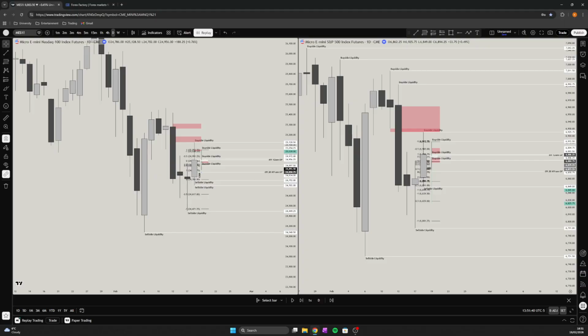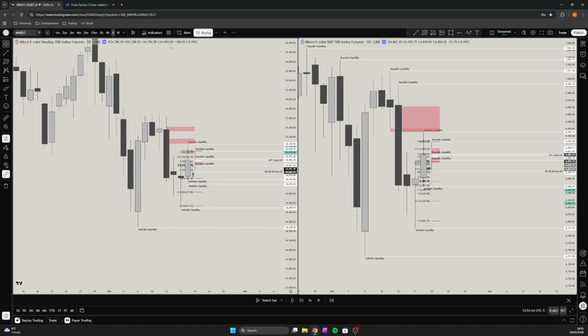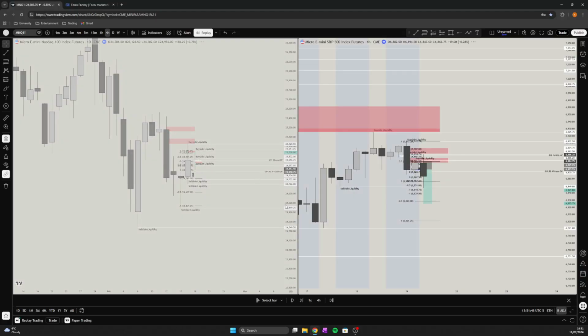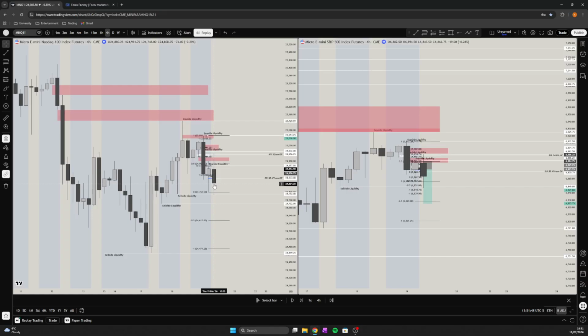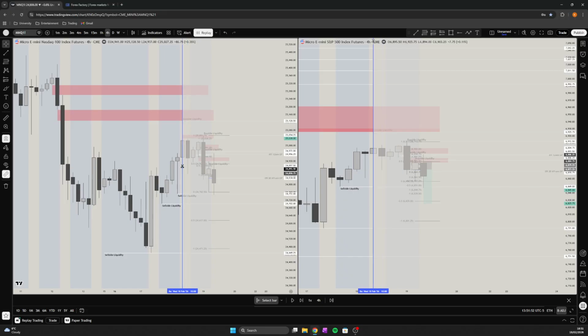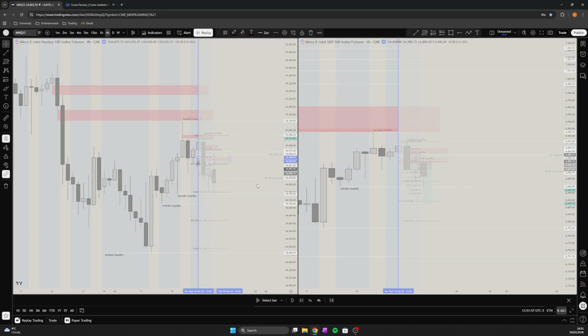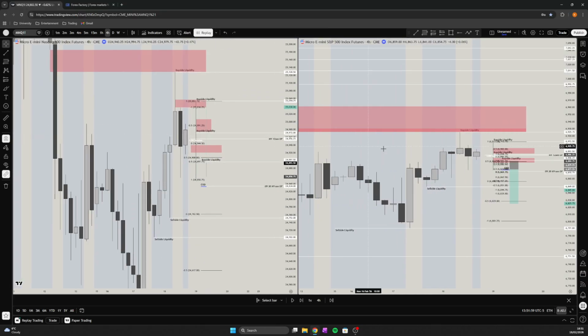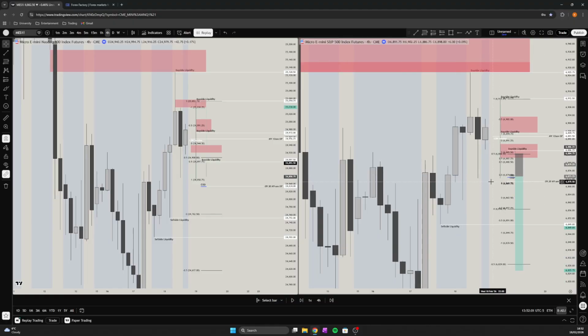Now, obviously, once again, I'm looking to see what the 4 hour or the 1 hour provides in terms of confirmed price action. So let's go on the 4 hour. Let's actually select the bar and move back to here. Okay, so for both of them, what do we see?